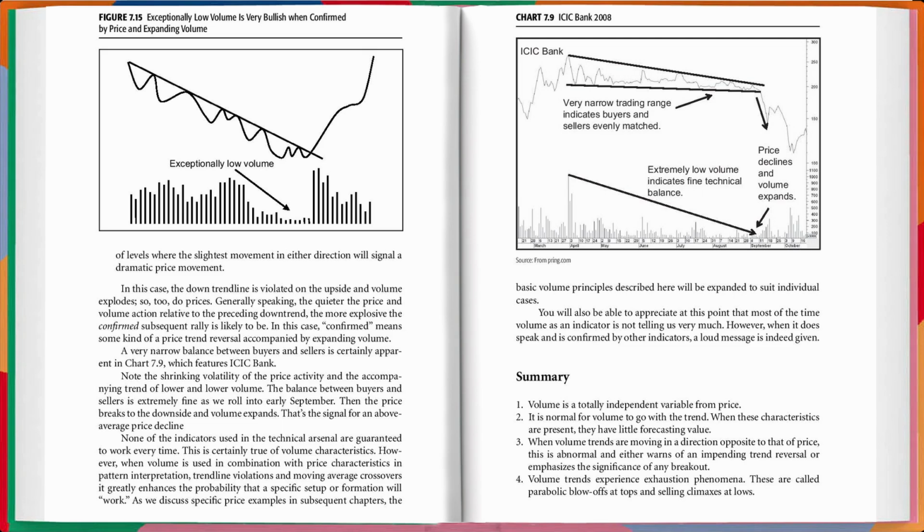Summary. 1. Volume is a totally independent variable from price. 2. It is normal for volume to go with the trend. When these characteristics are present, they have little forecasting value. 3. When volume trends are moving in a direction opposite to that of price, this is abnormal and either warns of an impending trend reversal or emphasizes the significance of any breakout. 4. Volume trends experience exhaustion phenomena. These are called parabolic blow-offs at tops and selling climaxes at lows.